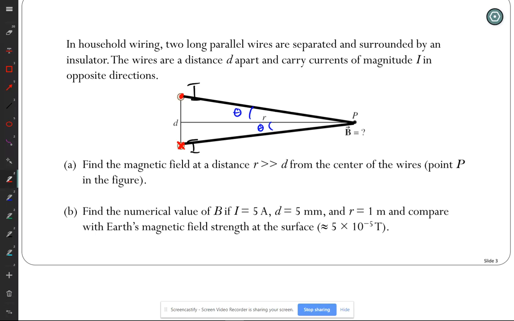And then what direction is your finger pointing? Wait, your thumb has to be the little dot that's pointing out. It's the current. Okay, so it's pointing out and then you wrap your fingers and you say, what direction is my finger pointing at point P.